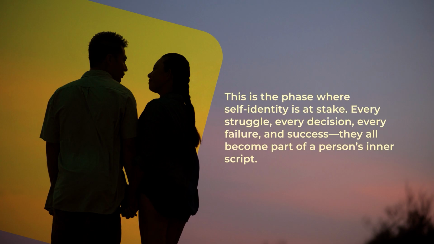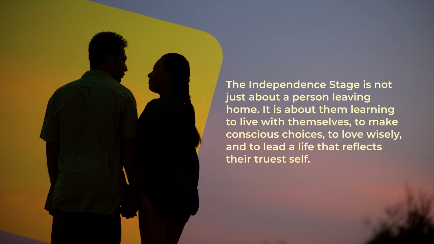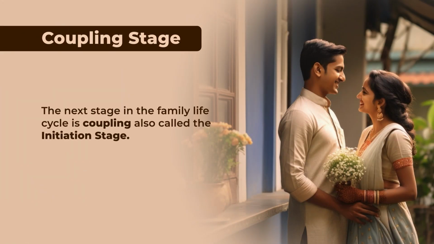This is the phase where self-identity is at stake. Every struggle, every decision, every failure and success, they all become part of a person's internal script. If we fail to guide youth during this time, we risk building future families on shaky foundations. So, the independence stage is not just about living alone or a person leaving home. It is about them learning to live with themselves, to make conscious choices, to love wisely, and to lead a life that reflects their truest self. After the independence stage, the next stage of the family life cycle is coupling, also called the initiation stage.